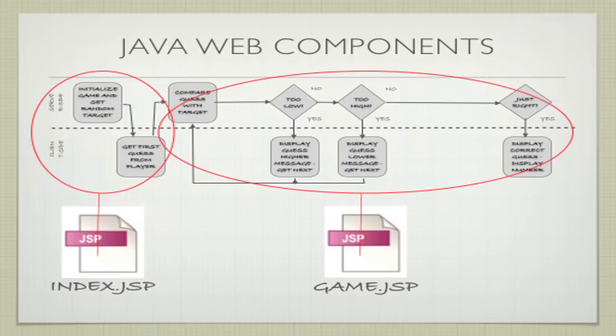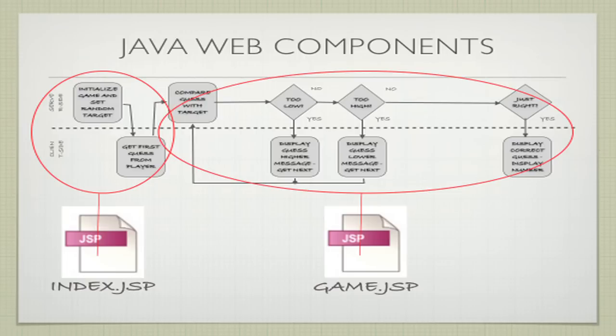The next set of tasks is basically some of the decision making. Deciding what the outcome of the guess is will be the Java portion of the JSP, and then displaying the appropriate form or message will be the HTML and CSS portion of the JSP.